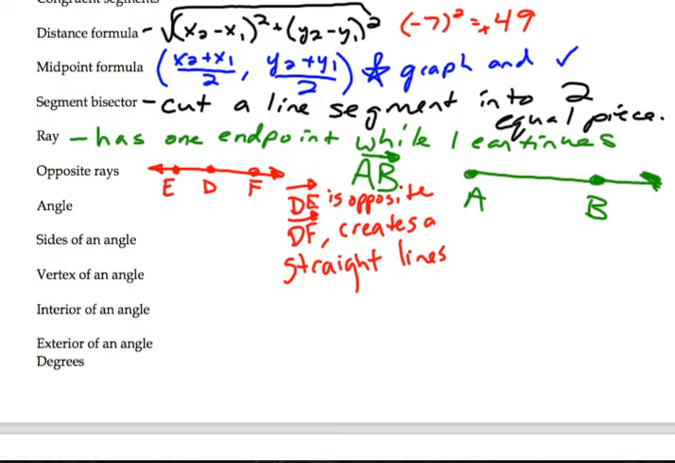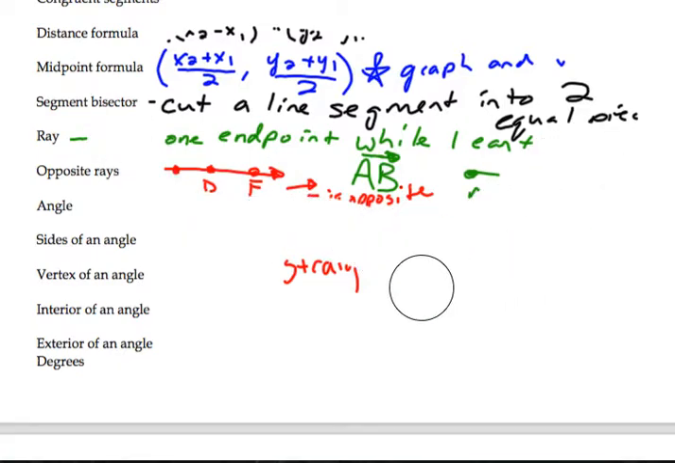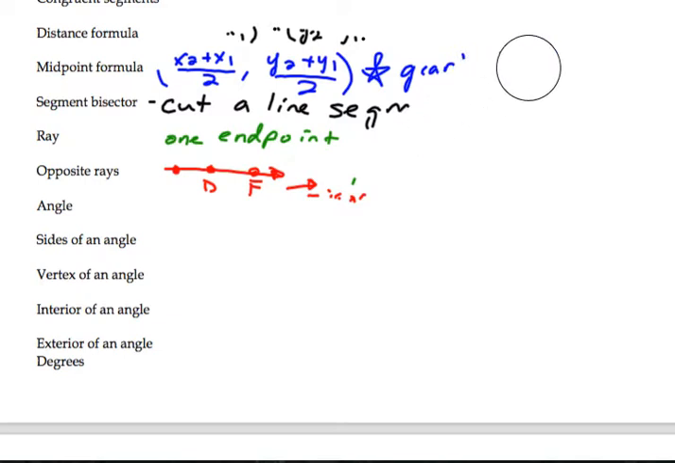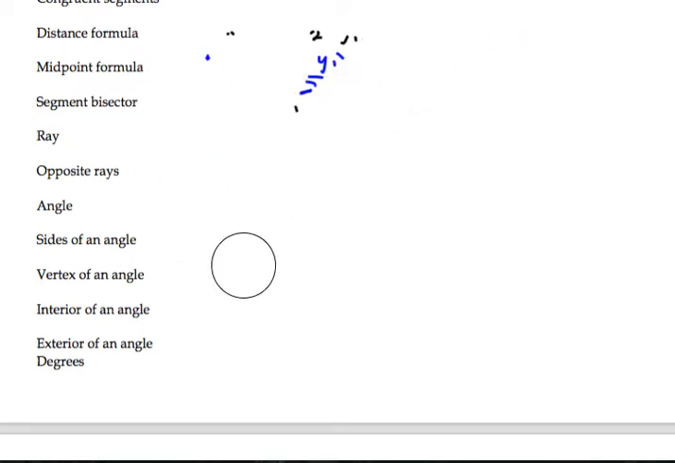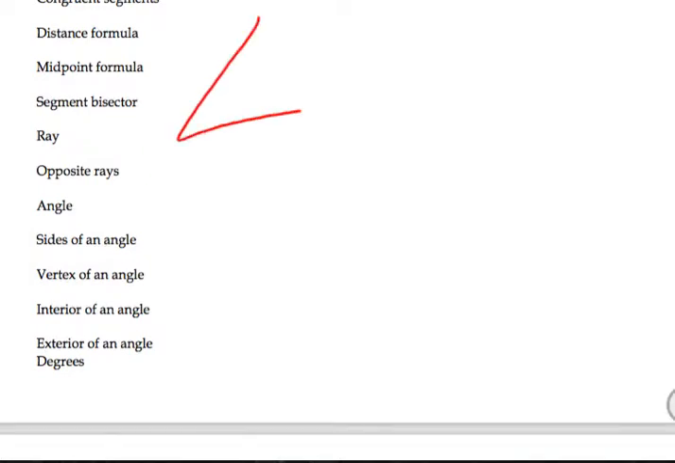I'm going to get rid of this stuff. So pause it if you need to write this down. The next thing we have is an angle. An angle is important because we have to know how to describe angles. So if I were doing this, I'd probably draw an angle.